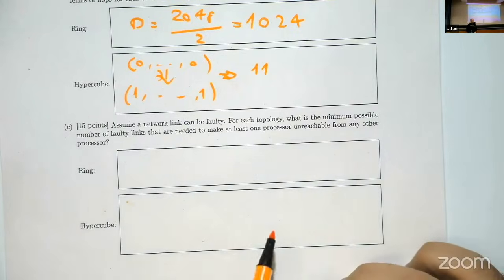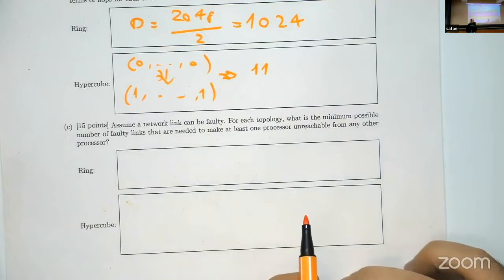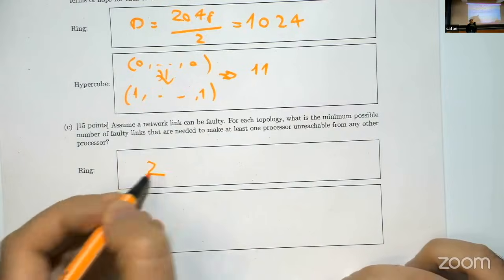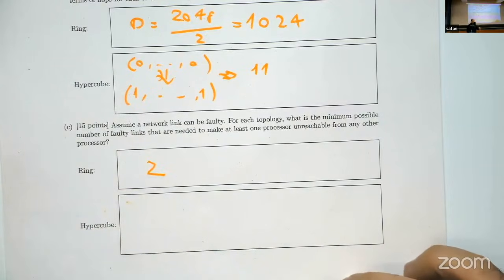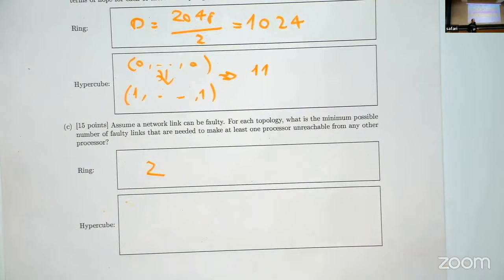Any idea for ring? 2? Yes, exactly, 2. By cutting one link, we end up with an array topology. And then when we cut another link, the ring is not connected anymore.